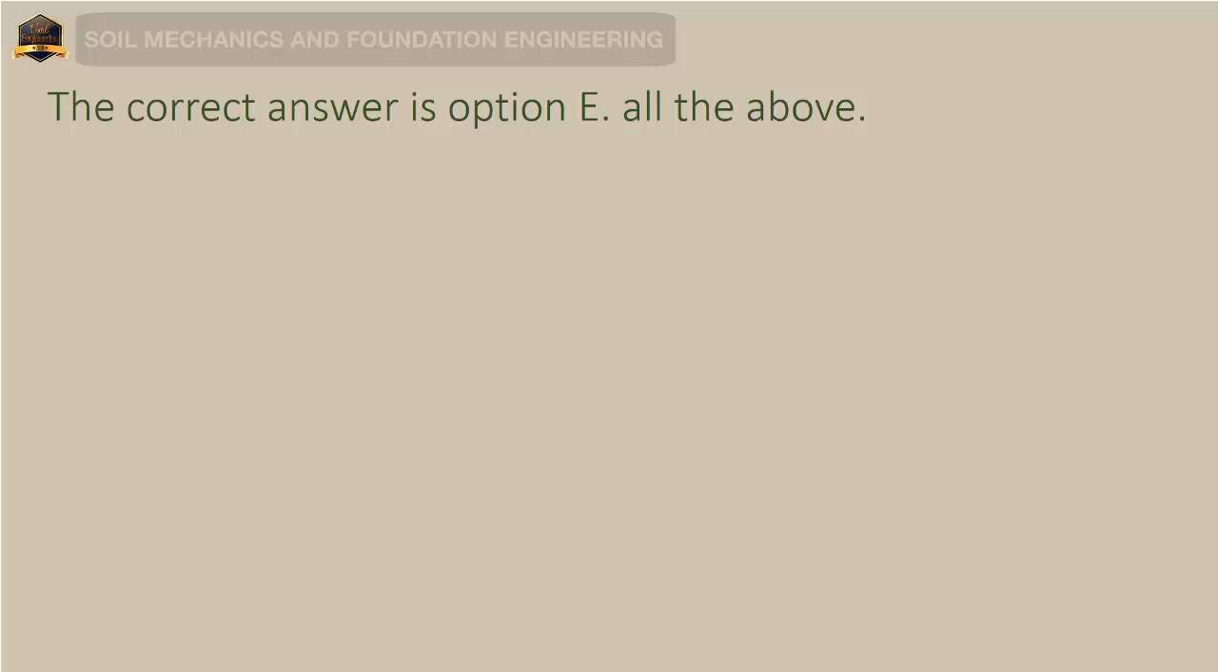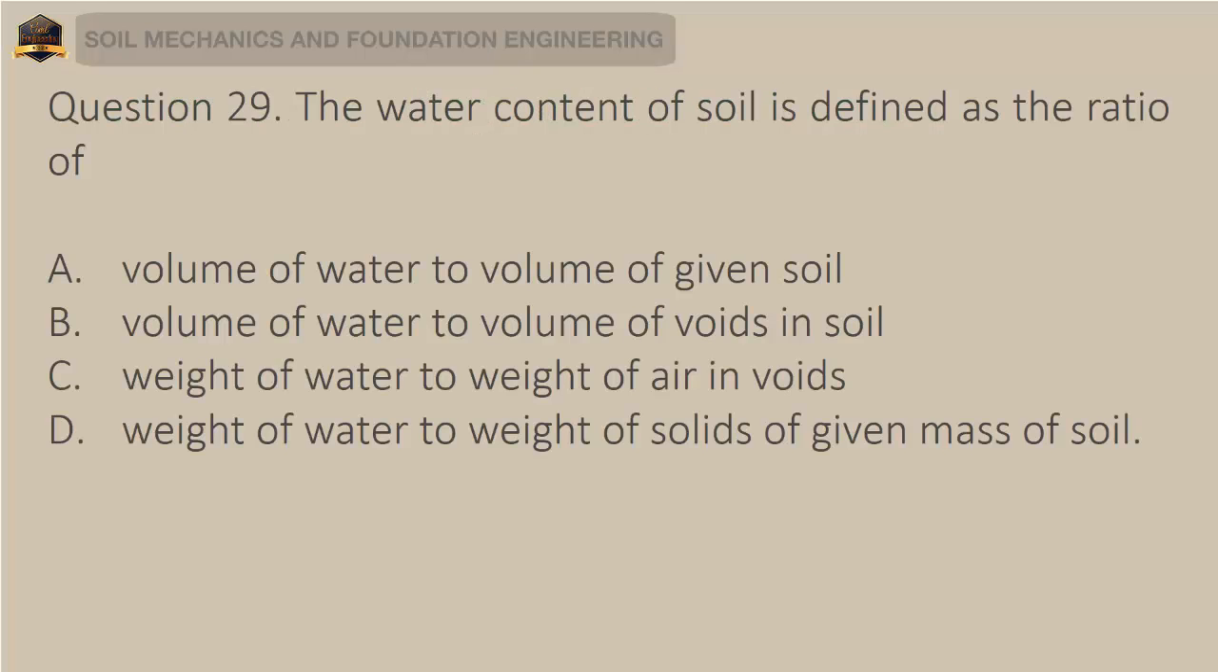Question 29. The water content of soil is defined as the ratio of: A. Volume of water to volume of given soil. B. Volume of water to volume of voids in soil. C. Weight of water to weight of air in voids. D. Weight of water to weight of solids of given mass of soil.